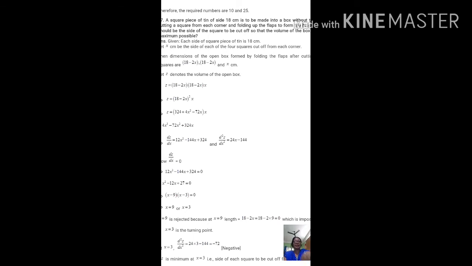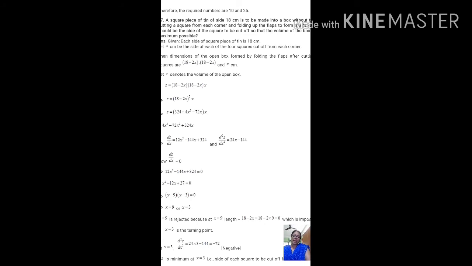One square is given. From each corner we have to cut some square part also. We have to cut a square part. Now we have to find out the length of that each square. Suppose we are considering x centimeter as the side length of the square which should be cut off from each corner.